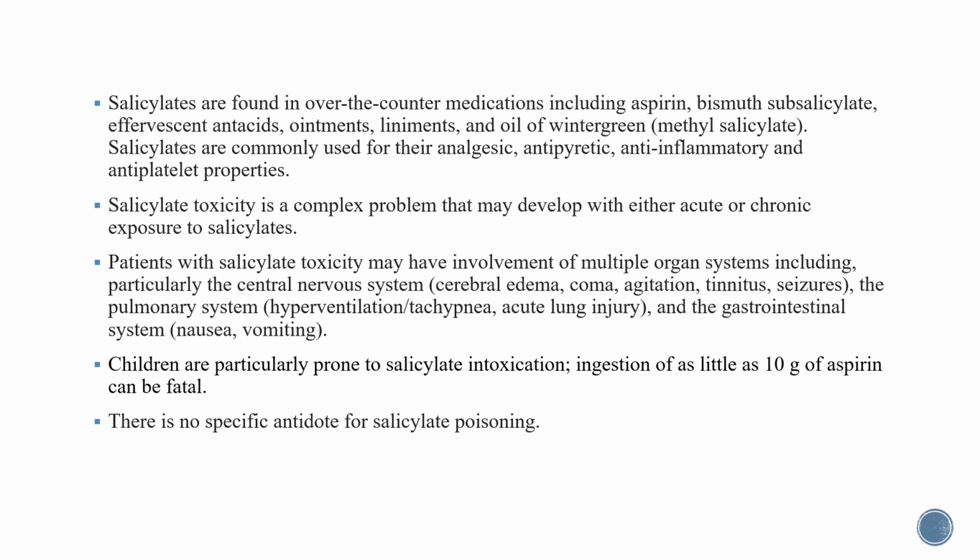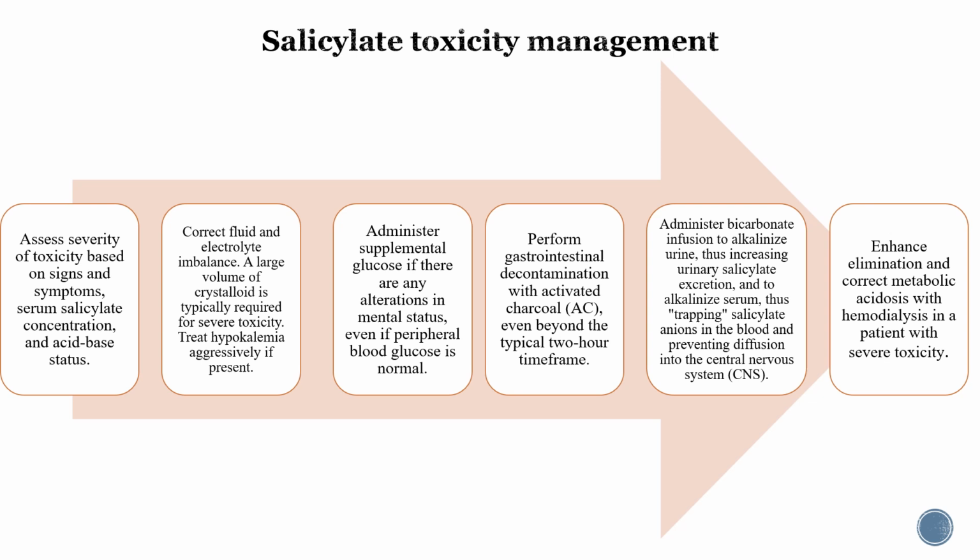In the pulmonary system they may cause hyperventilation or tachypnea and acute lung injury, and in the gastrointestinal system, nausea as well as vomiting. Children are particularly prone to salicylate intoxication. Ingestion of as little as 10 grams of aspirin can be fatal. There is no specific antidote for salicylate poisoning. So how can we manage salicylate toxicity?